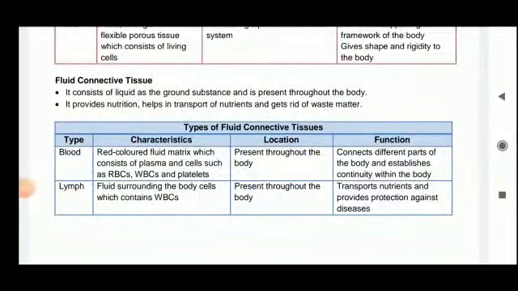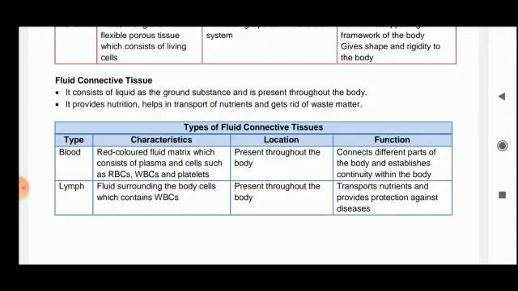So children, in this part we are going to learn the third type of connective tissue. What is it? Fluid connective tissue. It consists of liquid as the ground substance and it is present throughout the body. It provides nutrition, helps in transport of nutrients and gets rid of waste matter.